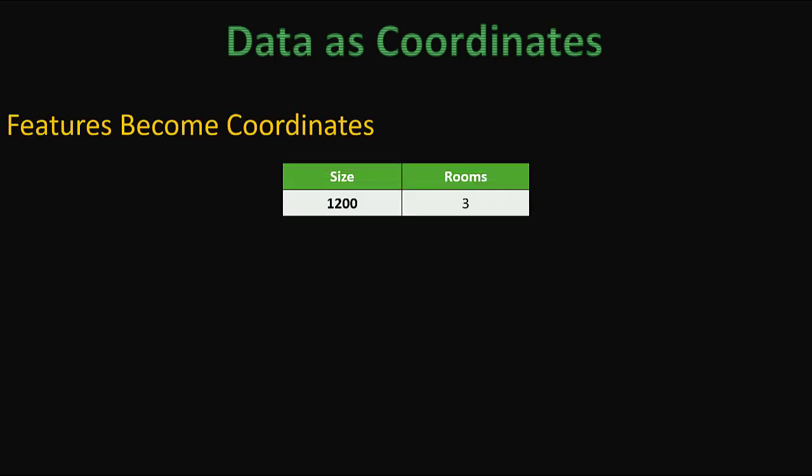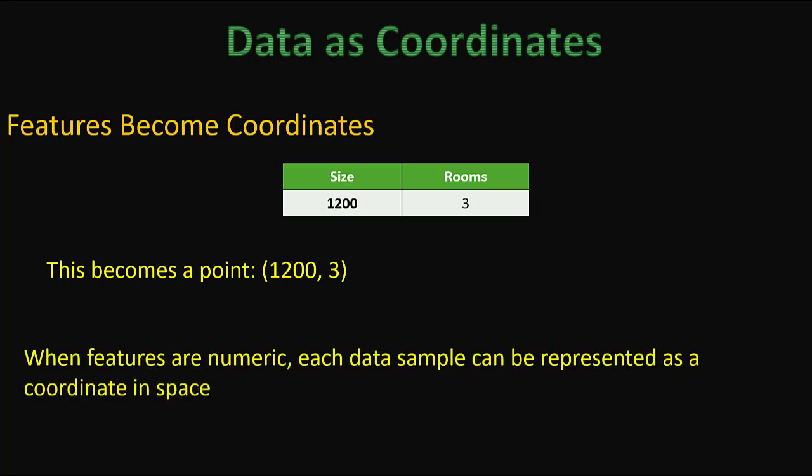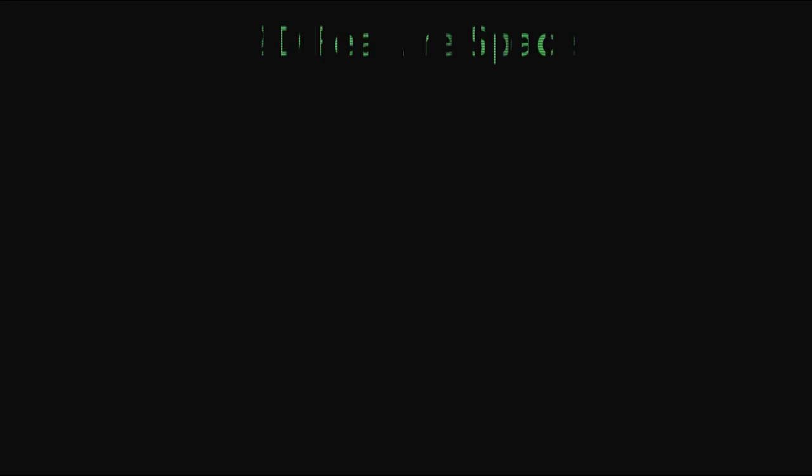Suppose we take this example of two features, size as 1200 and rooms as 3. We represent this in the form of a point. So size is 1200 and rooms is 3, and this 1200 comma 3 becomes a point. When features are numeric, each data sample can be represented as a coordinate in a space. We can represent this as a coordinate in a graph.